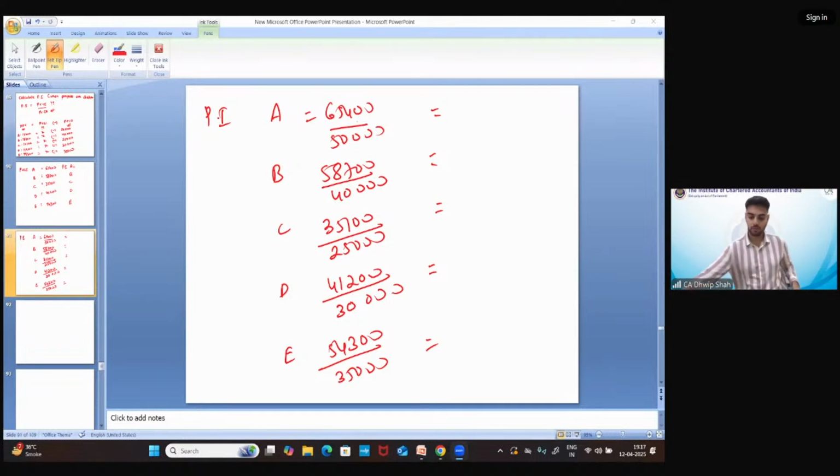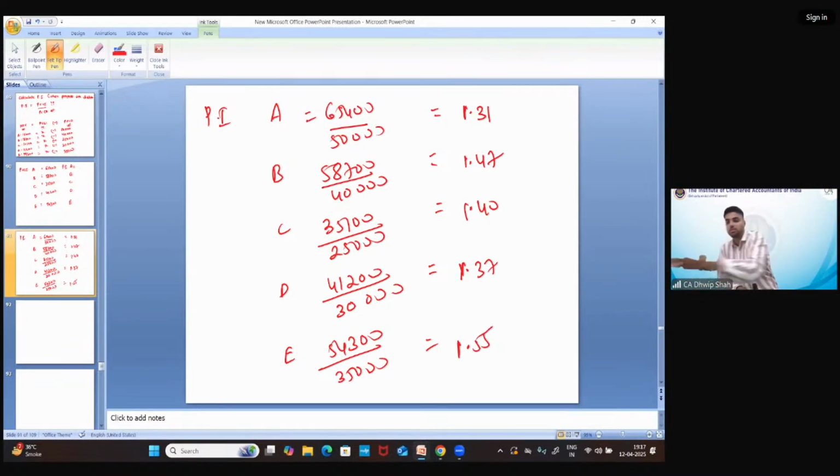Profitability index for project A is 1.31. So 1 rupee of investment is generating cash inflow, not NPV now. Cash inflow of 1.31 rupees in present value terms. 1.31, 1.47, 1.40, 1.37 and 1.55.